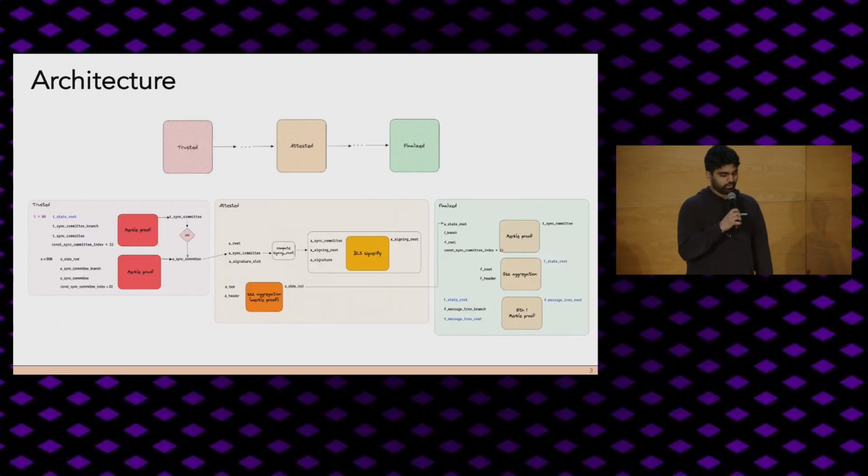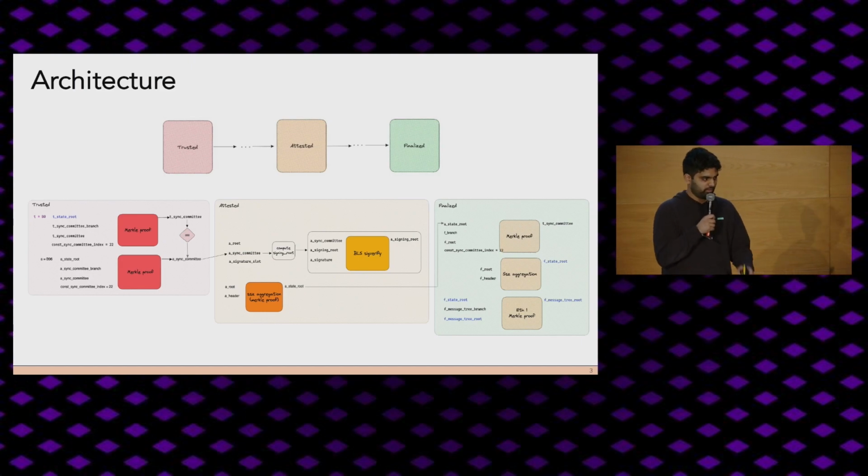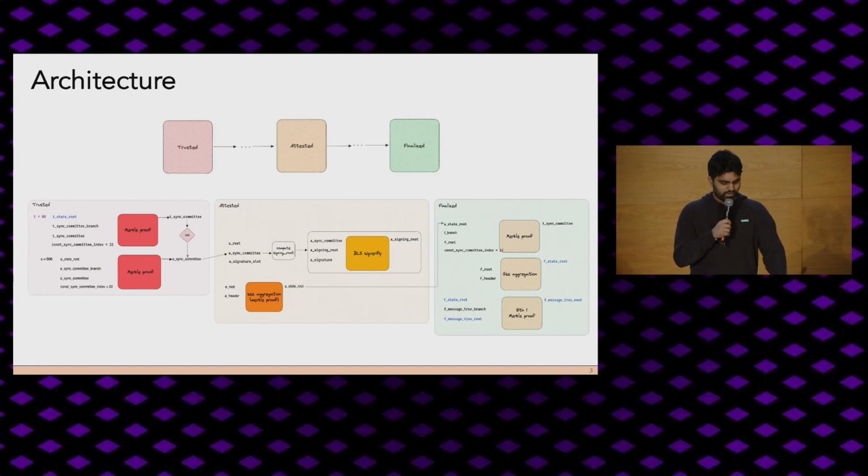Okay, so what does the architecture actually look like? Let's take a really simple example. We have a trusted block, an attested block, and a finalized block. I wrote these in the order in which you might think about proving them, not necessarily the order in which they actually happen when you're running this protocol. So let's look at the component diagram below.